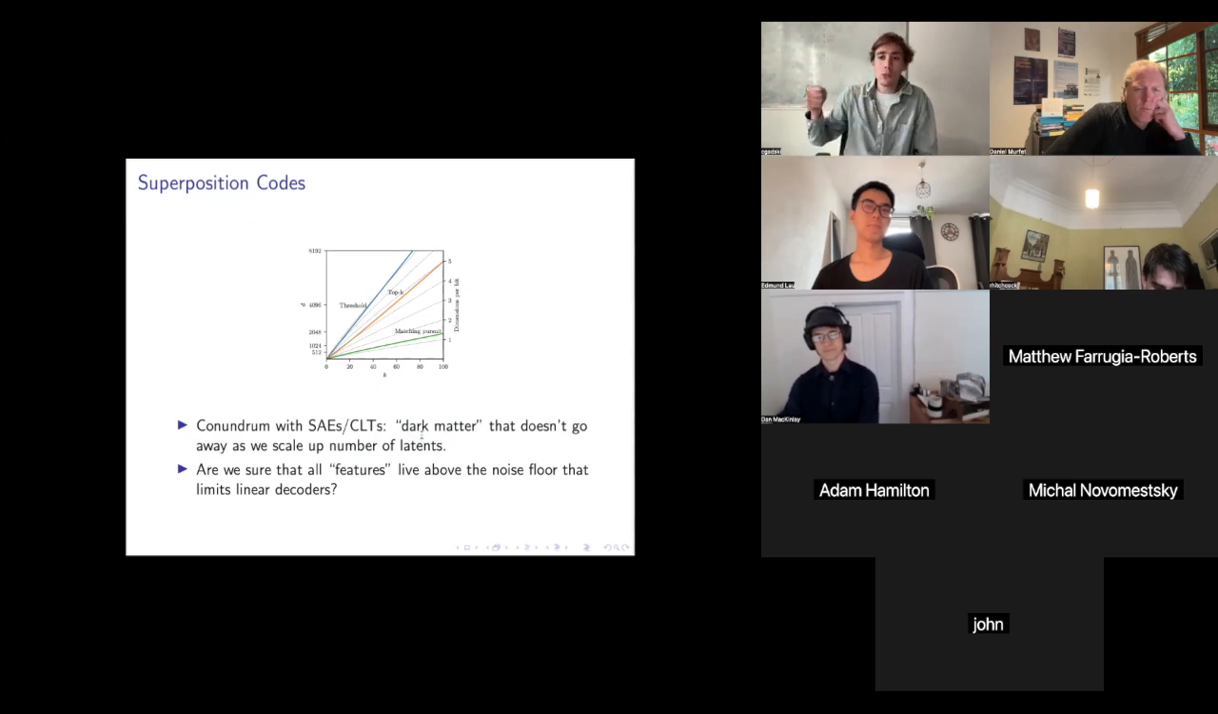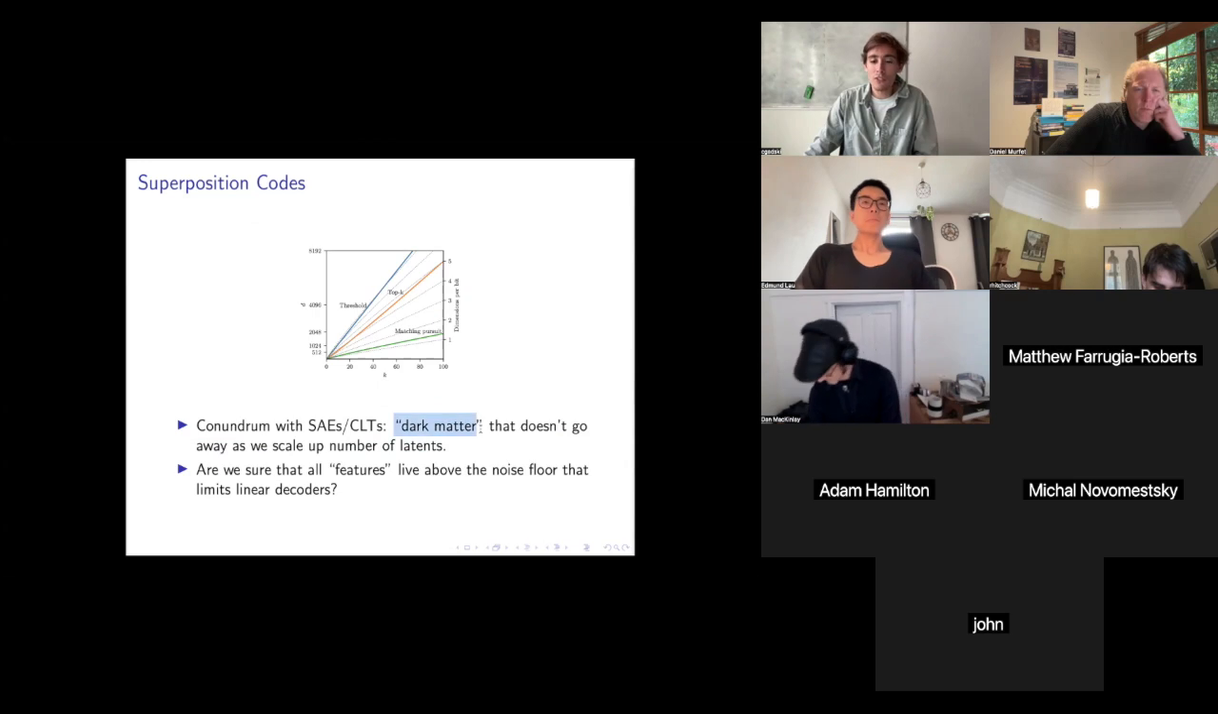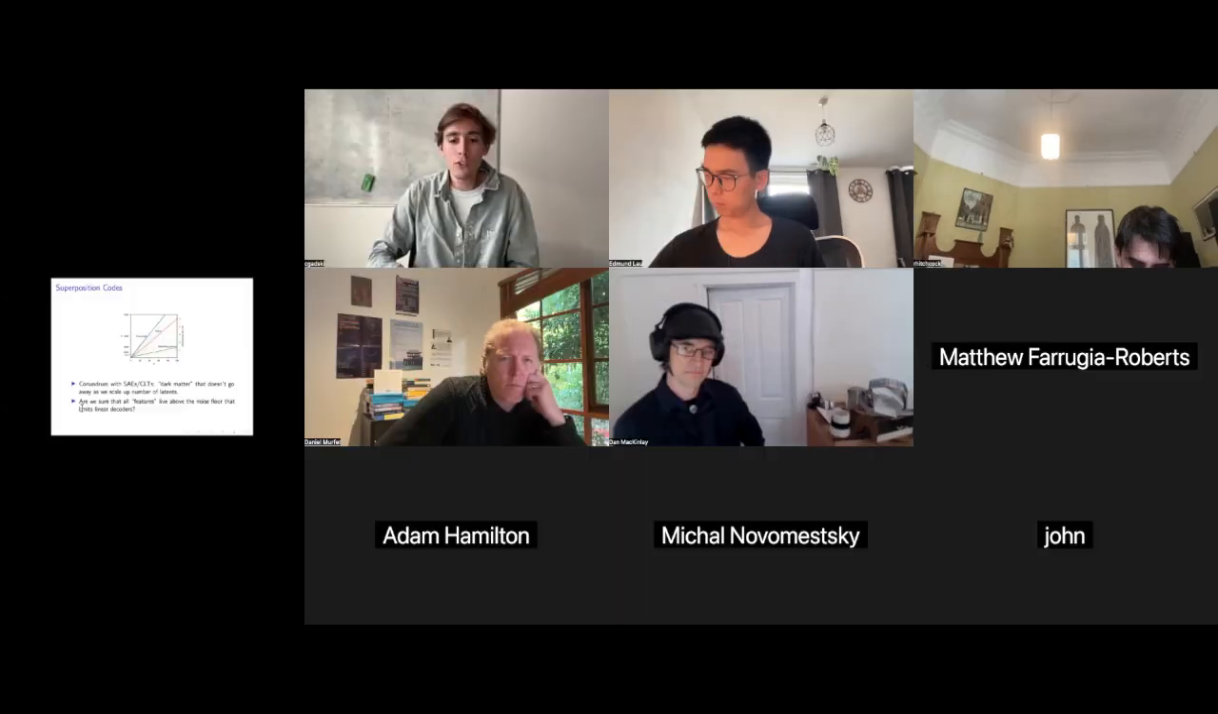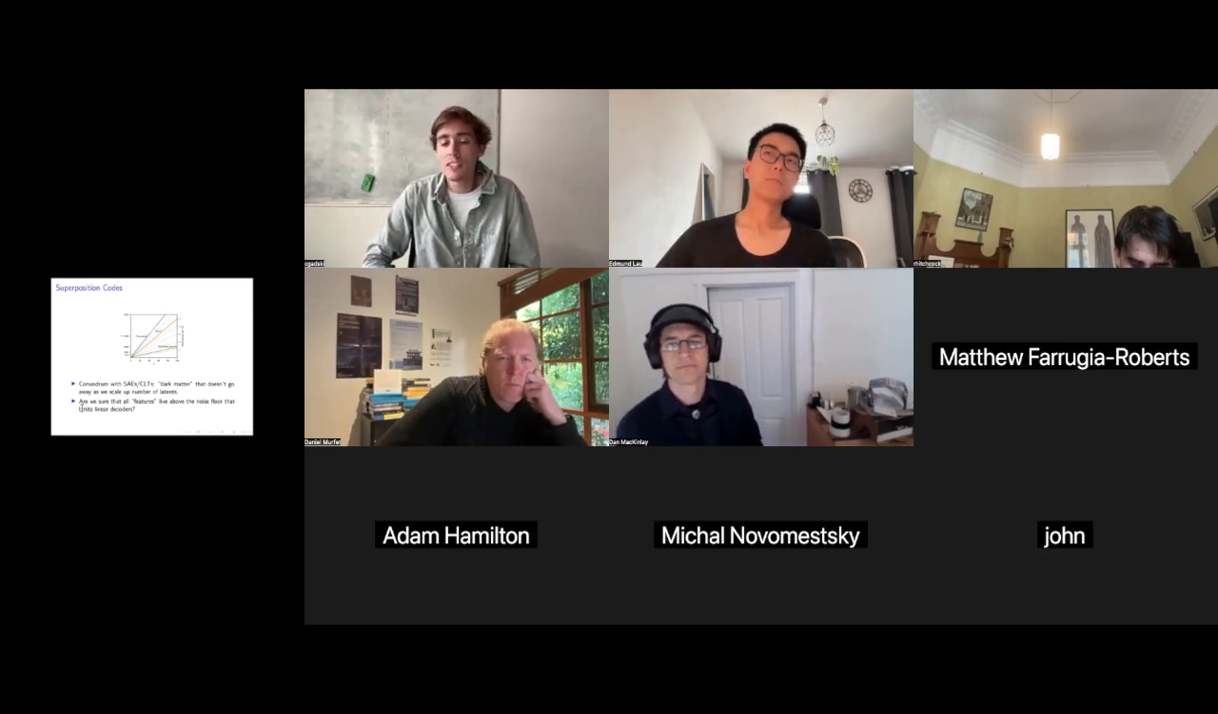That even as you scale sparse autoencoders up, even if you add more layers and do transcoders and scale the number of latents to ridiculous sizes so you can barely compute them, you still are left with this so-called dark matter, right? This stuff that just doesn't seem to be modeled by these approaches. And so the relevance of this picture, this story I've told, to interpretability is just in asking this question, which is, are we sure that it's impossible for features to still function below the noise floor that limits linear decoders?